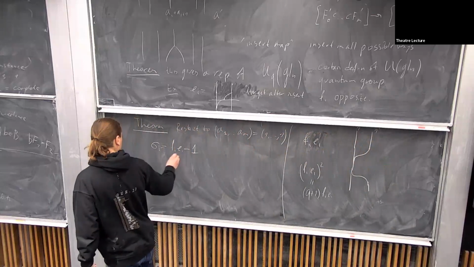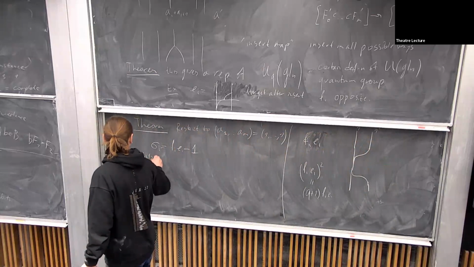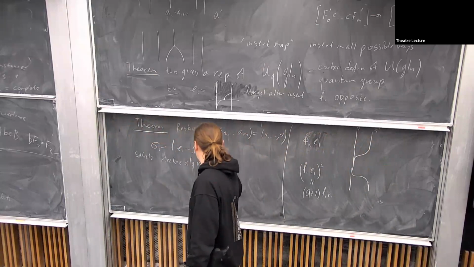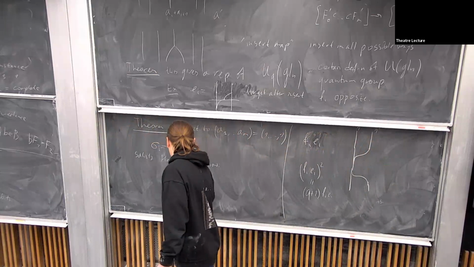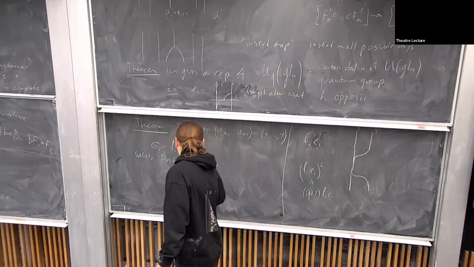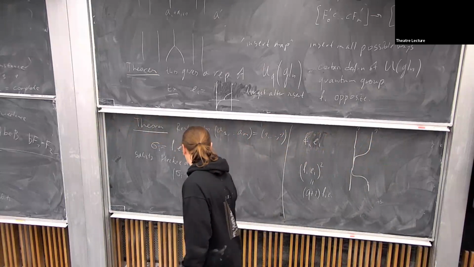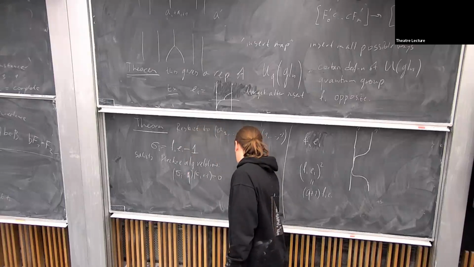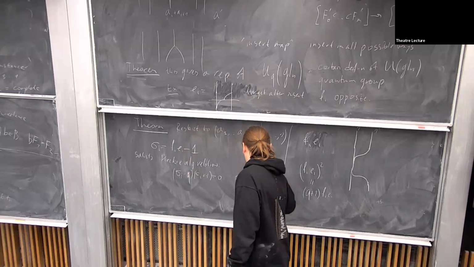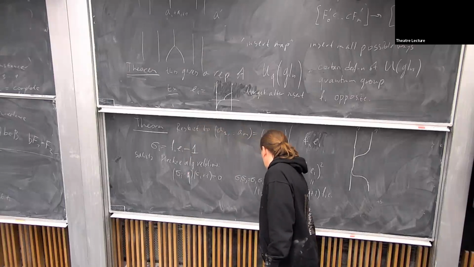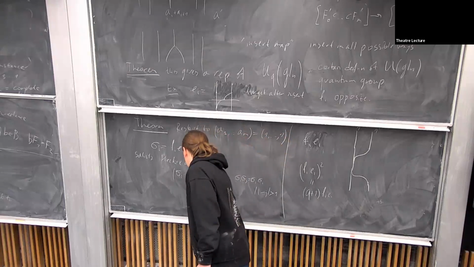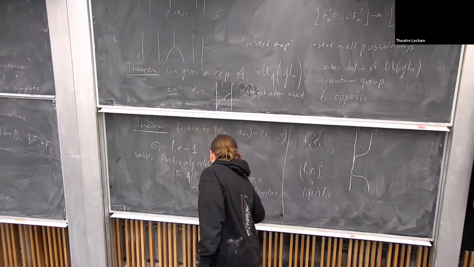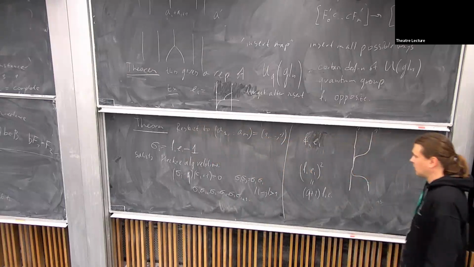So this satisfies Hecke algebra relations, which are (sigma_i minus 1)(sigma_i plus q) equals 0, sigma_i and sigma_j commute if they are far apart, and the braid relation. We obtained this.